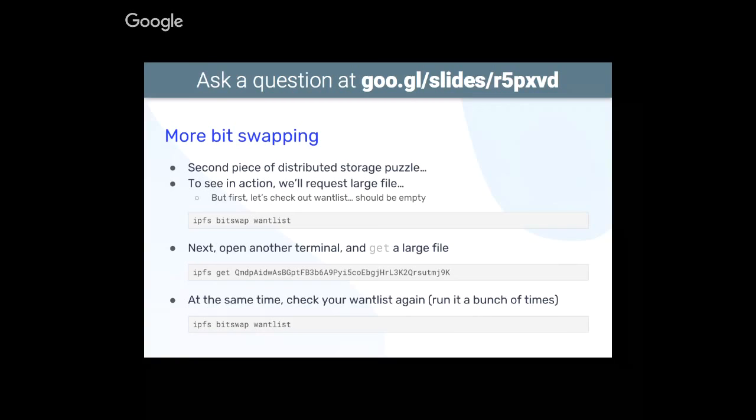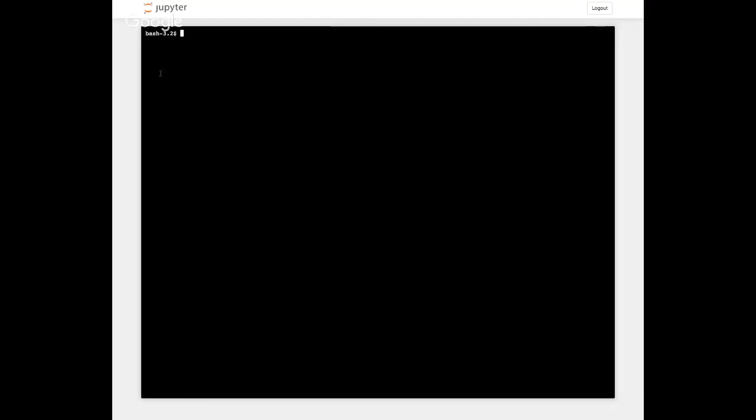So first things first, you're going to start by just getting an idea of what your peer is looking for right now. So we're going to query our BitSwap want list. And right now, this should be empty because we aren't in the middle of requesting anything. And then we'll go ahead and change that in a second. So first, let's just try something here. So we've got ipfs bitswap wantlist. And mine doesn't return anything because essentially my want list right now is empty.